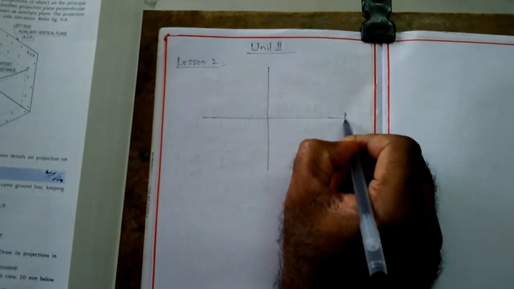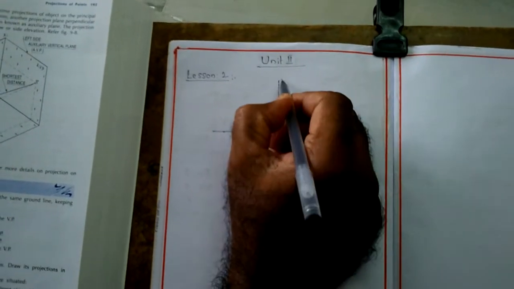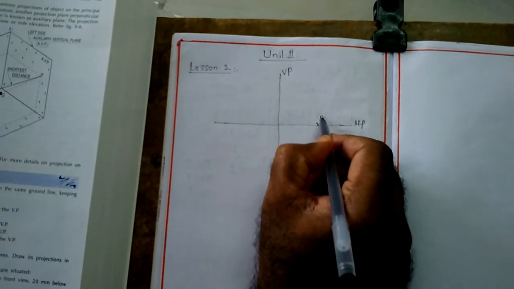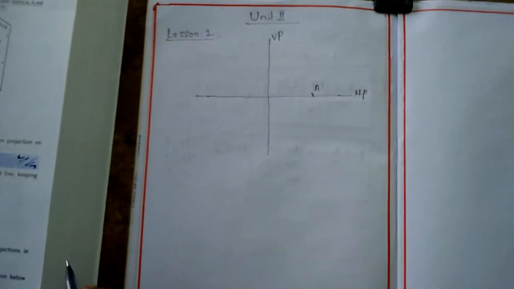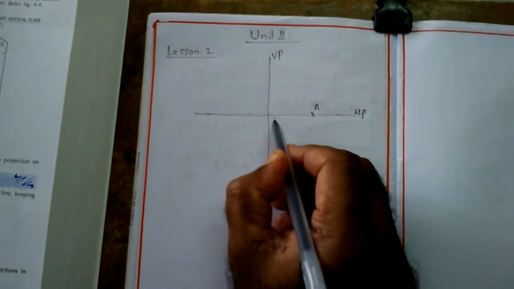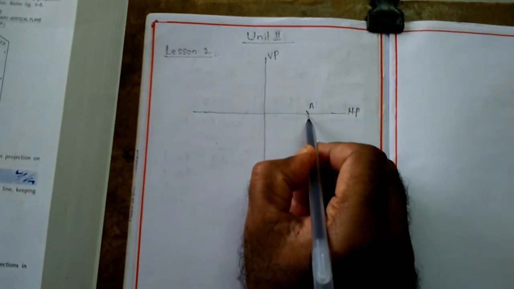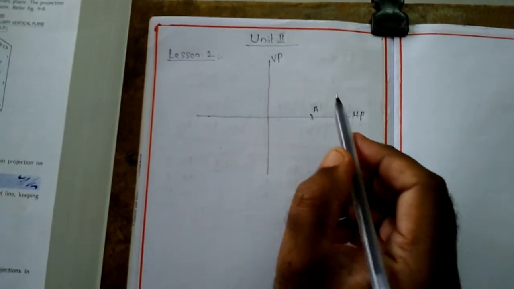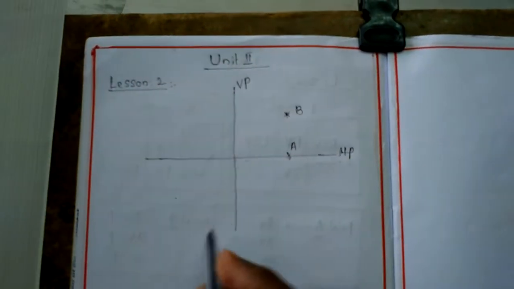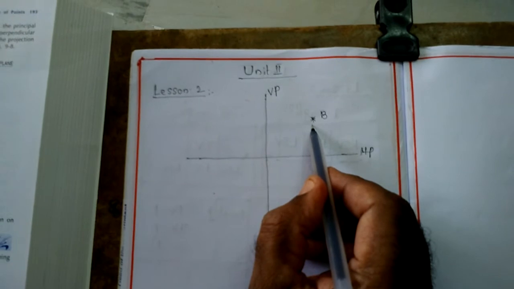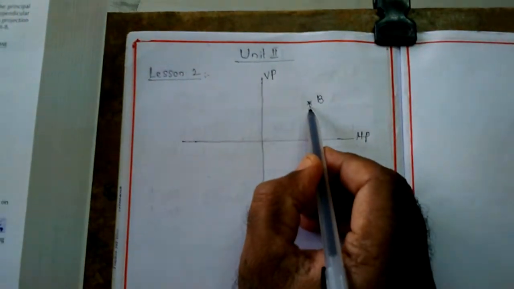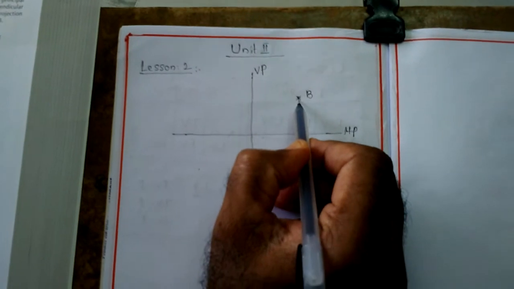Suppose this is HP and VP. Suppose point A is here. We want to say that the point is on HP and in front of VP. Suppose the point lies here. So the point is in the first quadrant, nothing but the first angle position. So this is above HP and in front of VP.